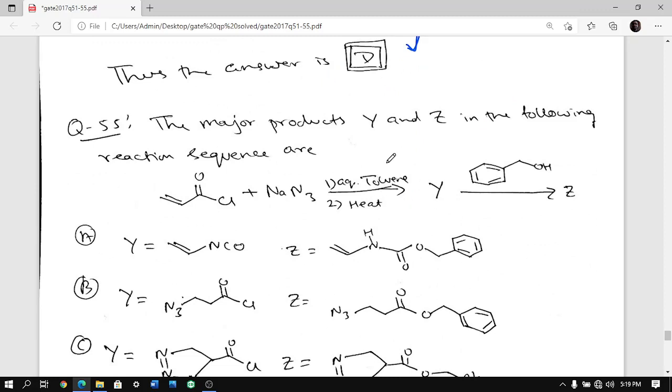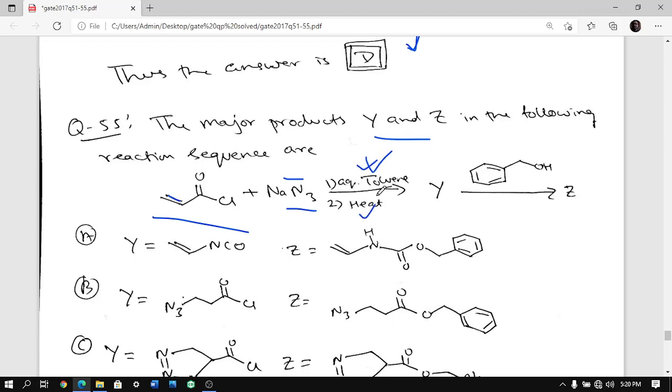Now the last question says identify the major products Y and Z in the following reaction sequence. So you are having an acyl halide which has a double bond also on it, a vinyl acyl halide, reacting with sodium azide. Now azides are very powerful nucleophiles. It is almost as powerful as cyanide, okay, or maybe a little more also. So you are reacting with that, so of course it will form the azide here. You are putting aqueous toluene and then heating it up to carry out the reaction, and then in the second step you are adding benzyl alcohol, and we have to see what is the product formed.